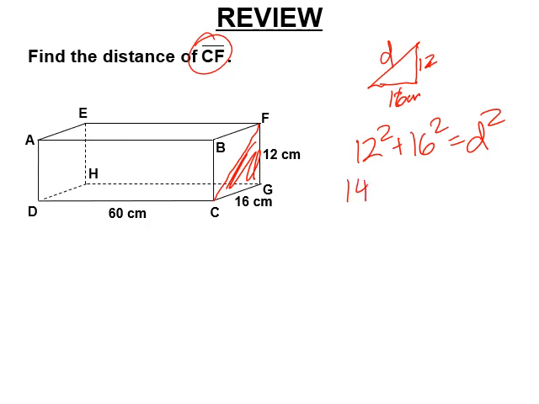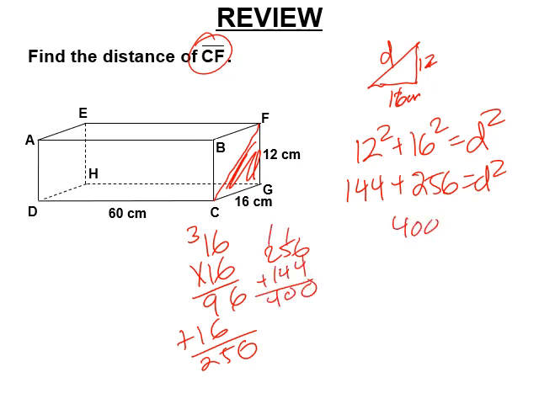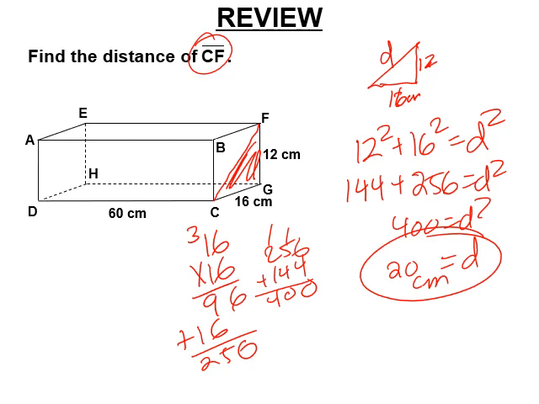12 squared is 144. 16 times 16, we haven't done all that much. It is 256. And 256 plus 144 is 400. Oh, we know the square root of 400. It is 20, and in this case, it'd be centimeters. So the distance between C and F is 20 centimeters.